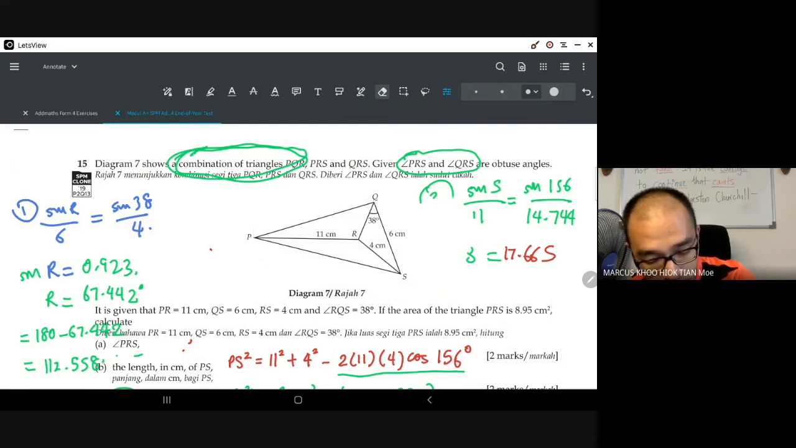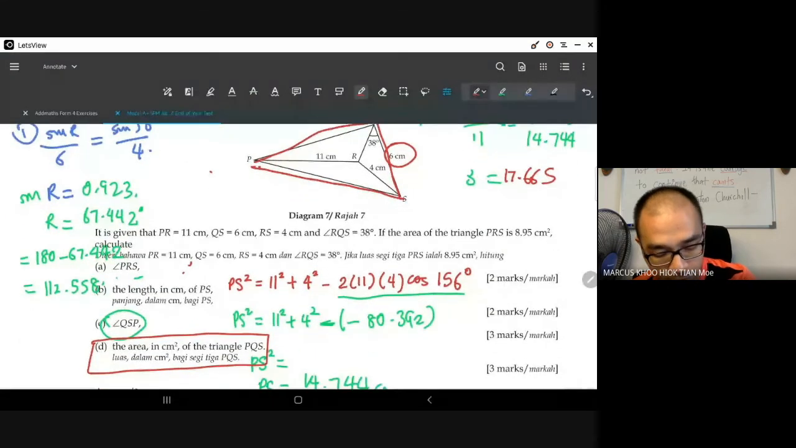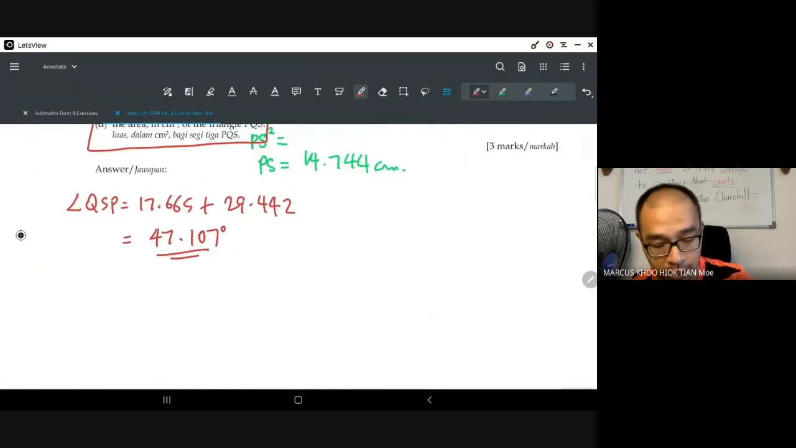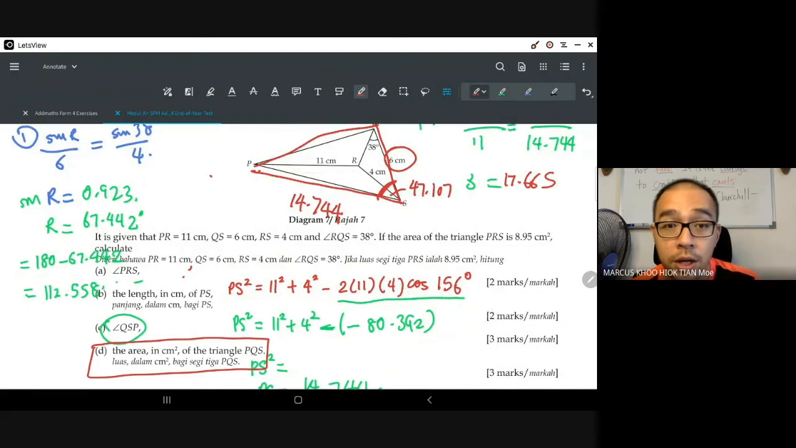Okay. If we want to find the area of the whole thing, we have 6 here. Do we have PS? Yes, we have PS. PS is 14.744. And we have this angle already. We calculated just now, which is 47.107. So we can use the area formula.